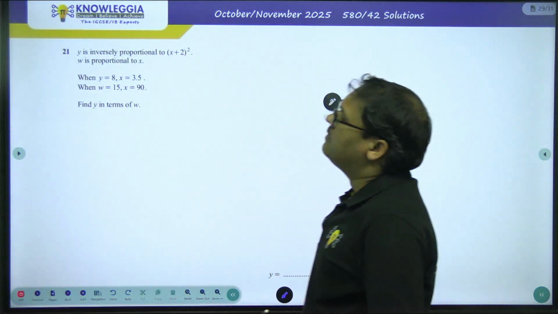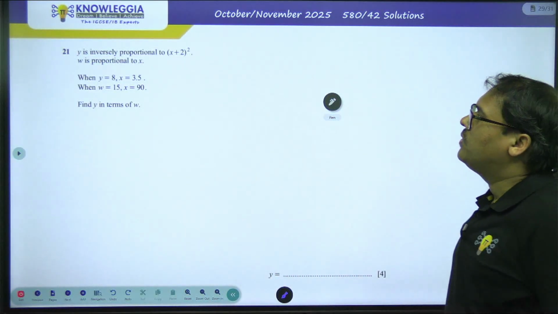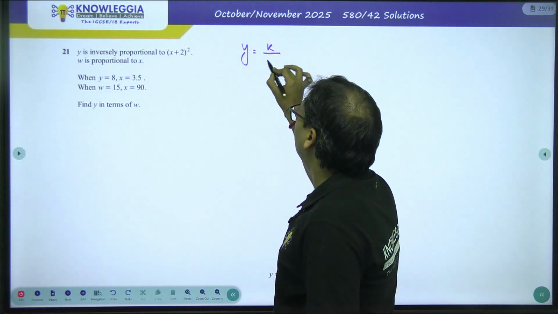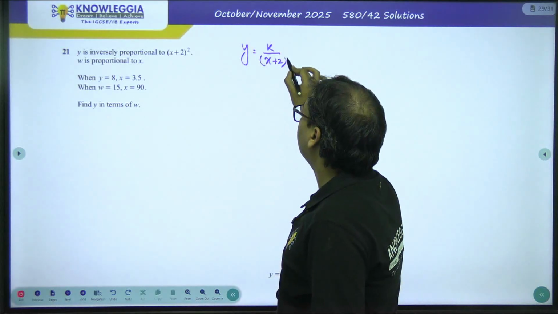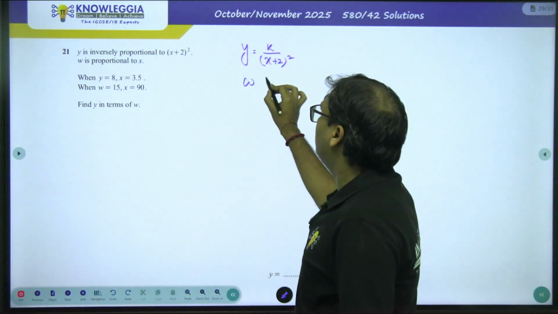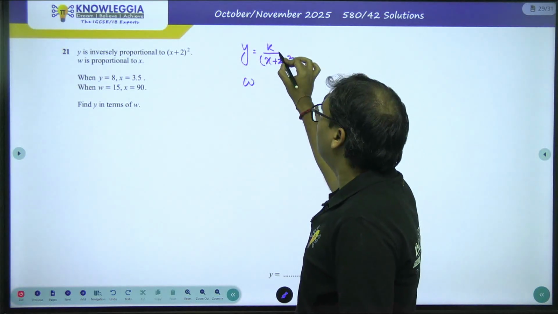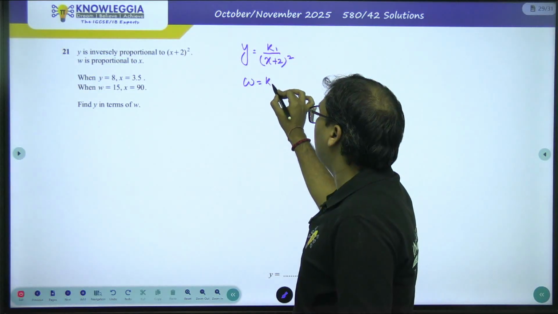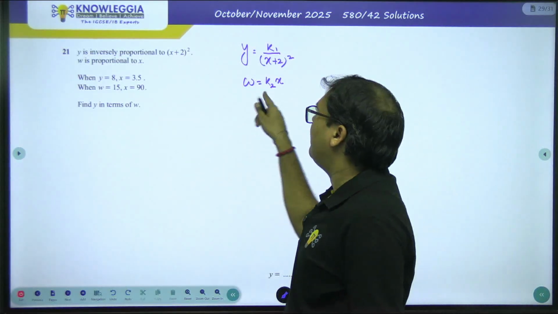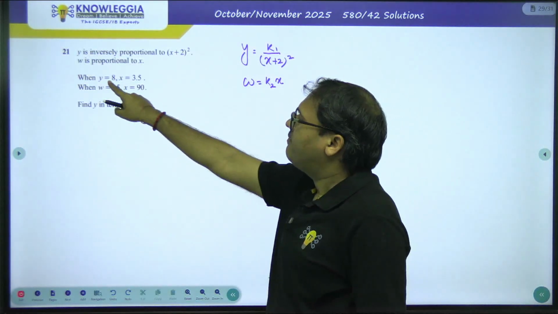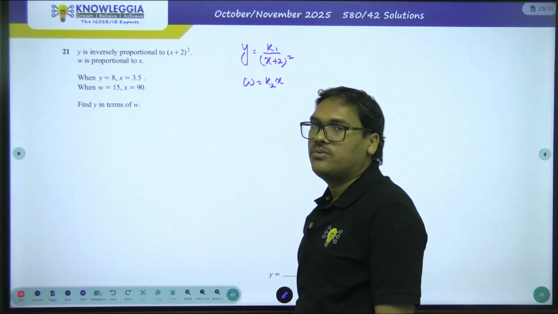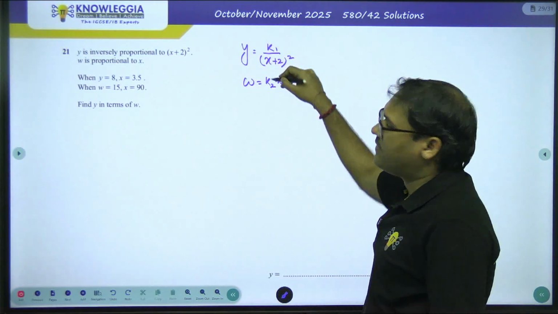And the last question: y is inversely proportional to (x plus 2) square. Inversely proportional, right? And w is proportional to x. So this is k1 and this is, let's say, k2, the proportionality constants k1 and k2. Now, when y is equal to this, w is equal to this, you have to find y in terms of w. So first let's find k1 and k2.